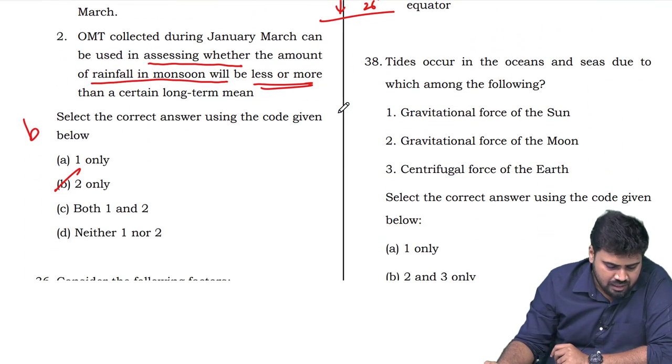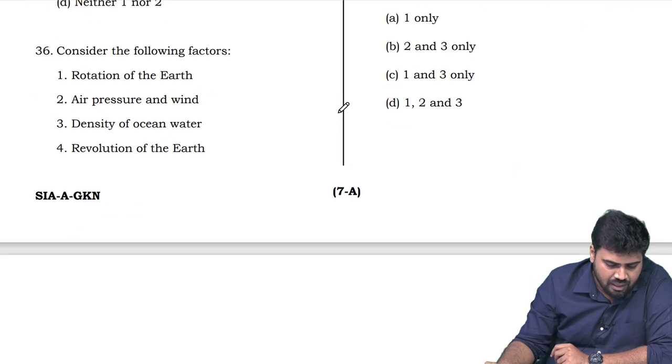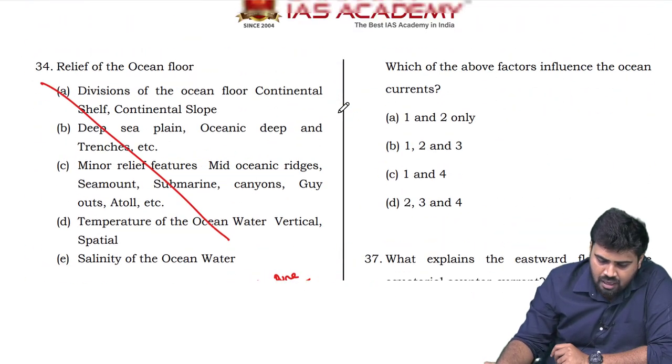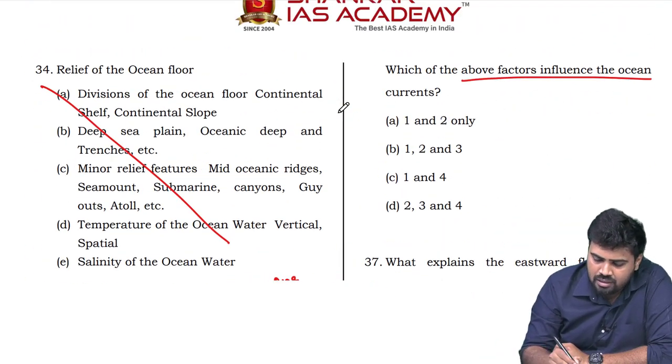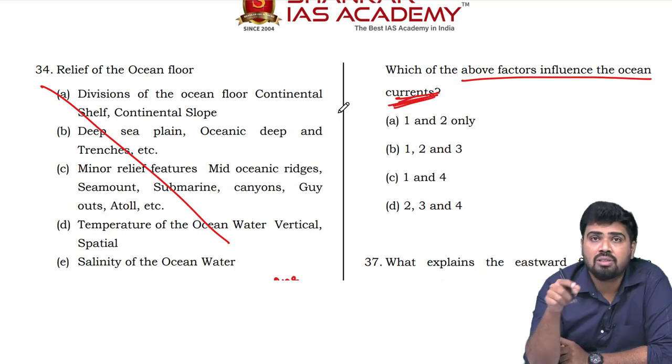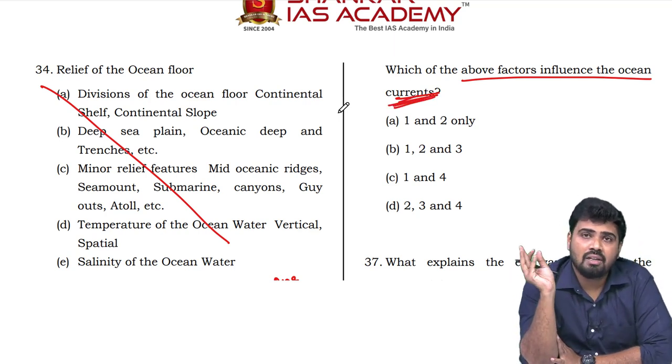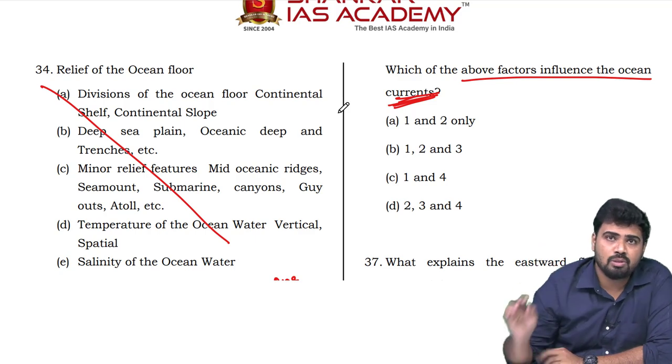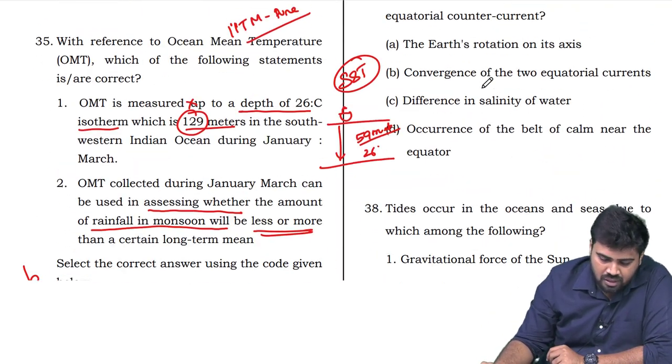Option B. 36. Consider the following factors. Which of the above factors influence ocean currents? Very basic question. Actually, this year in mains also they asked what are the factors which influence ocean currents? So we can expect this question again.